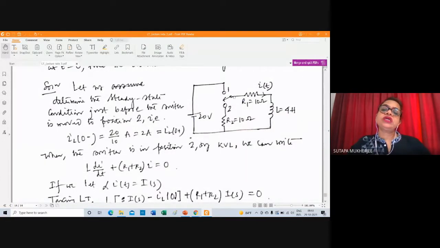If the switch is at position 2, it will be L di/dt plus I into (R1 plus R2), because the drop across R1 is I into R1 by Ohm's law, and the drop across R2 is I into R2. Adding them and taking the common I, and because there is no source in this loop, it will be 0 according to KVL.